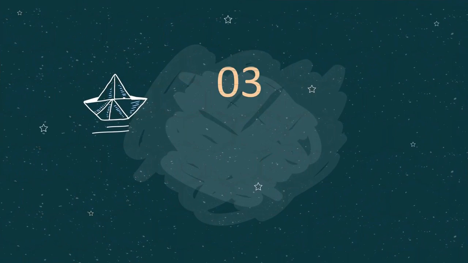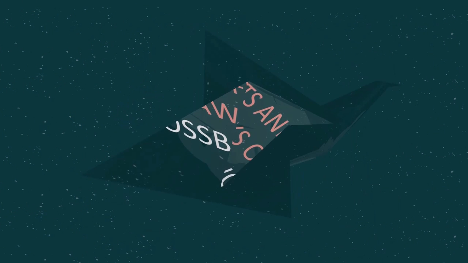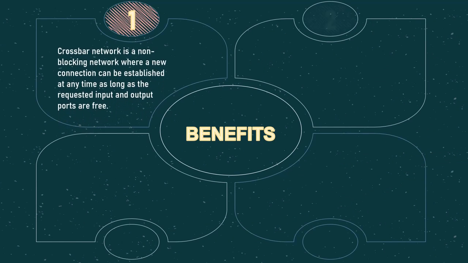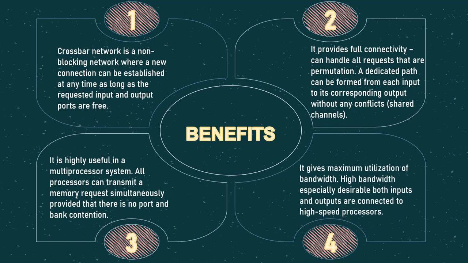Like other network topologies, the crossbar network has benefits and drawbacks too. The benefits of the crossbar network are a non-blocking network where a new connection can be established at any time as long as the requested input and output ports are free. Besides, it provides full connectivity and can handle all requests that are permutations. A dedicated path can be formed from each input to its corresponding output without any conflicts.